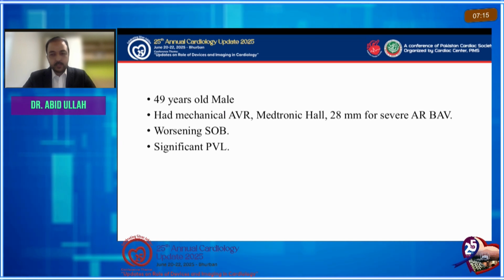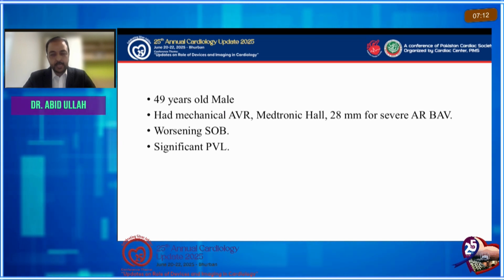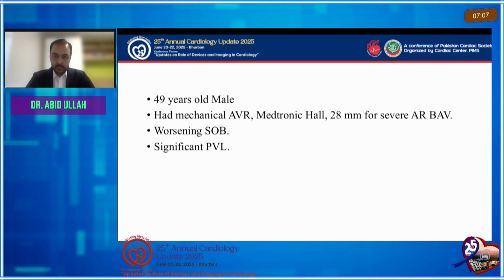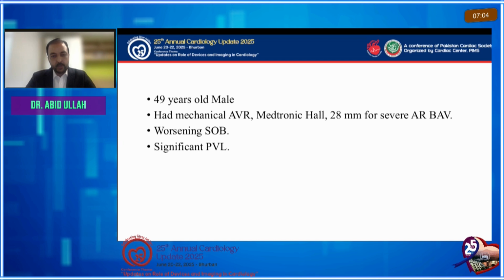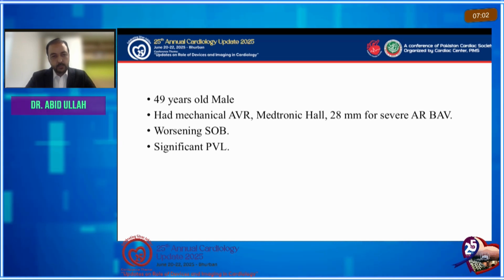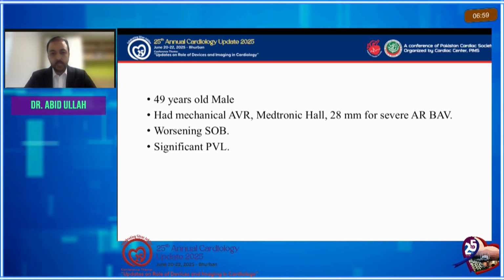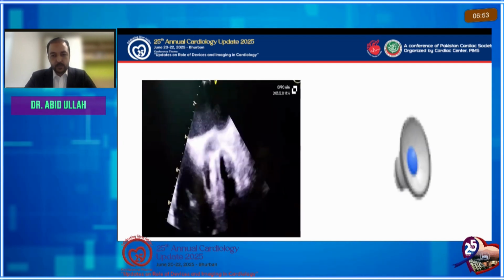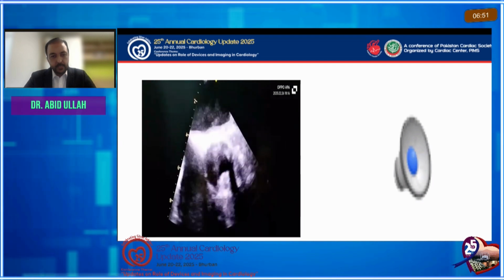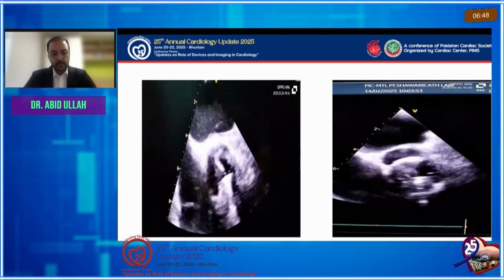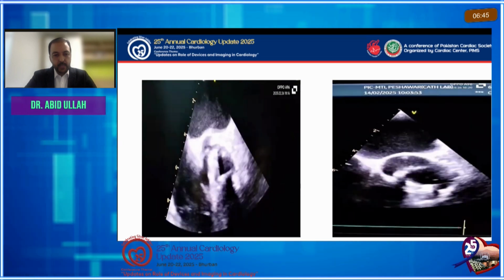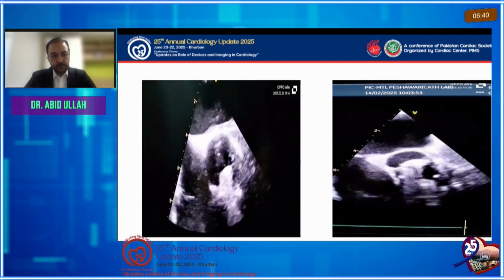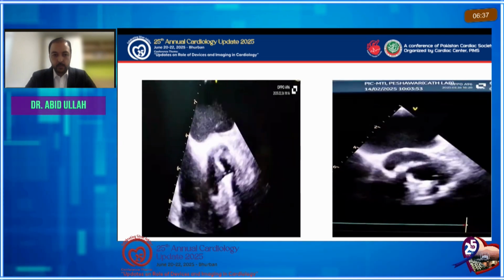I'll present the first case, of a 49-year-old gentleman. He had a mechanical aortic valve replacement, a Medtronic Hall, for severe aortic regurgitation secondary to a bicuspid aortic valve. He was developing more shortness of breath over the next 2 years, and he had a significant paravalvular leak. He was referred to us from Lahore. We did a transesophageal echocardiography on him, and if I can point to the area, anteriorly we can see that there is a gap next to the implanted valve, and that's where the paravalvular leak was coming from.